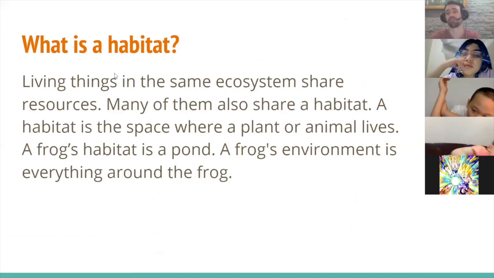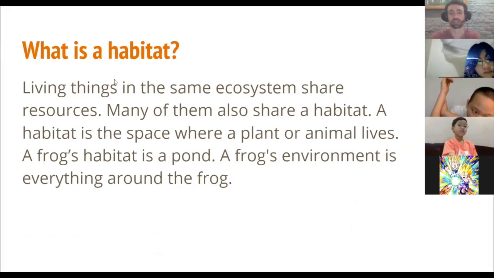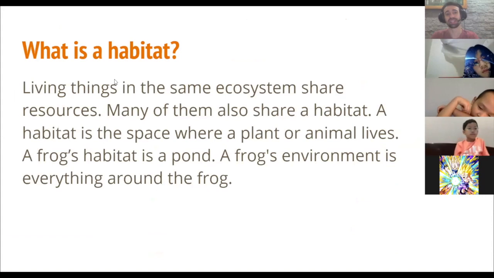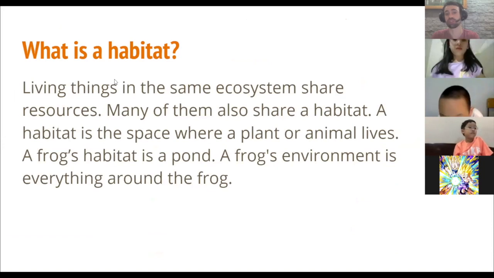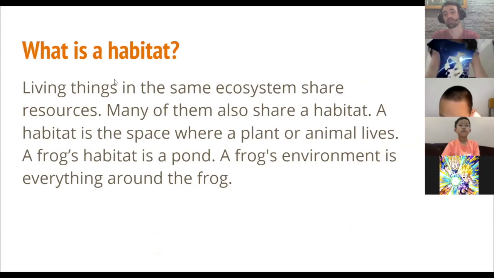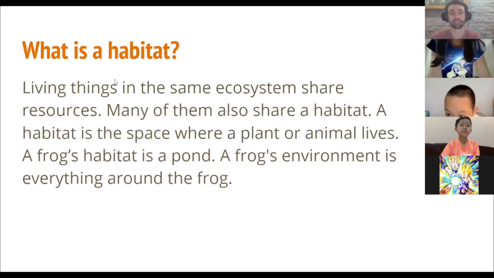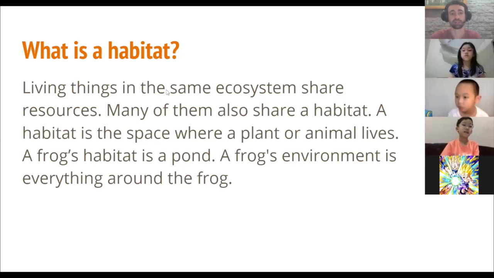And now let's go over the final word for today, a habitat. Okay, so I will read this one for us. Living things in the same ecosystem share resources. Many of them also share a habitat. A habitat is the space where a plant or animal lives. A frog habitat is a pond. A frog's environment is everything around the frog. So, this has a lot of information in it, and let's break it down because this can get confusing. So let me highlight the key word. Okay, so we got habitat.